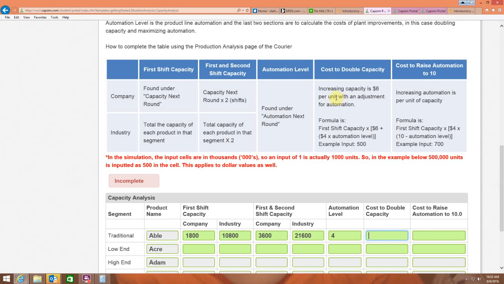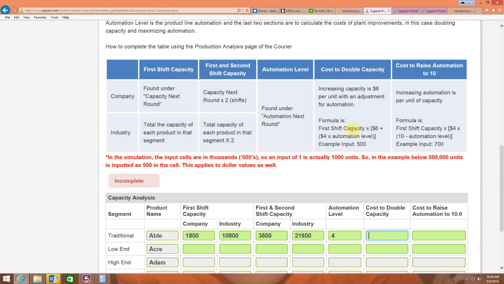So increase in capacity is $6 per unit with an adjustment for automation. The formula is first shift capacity times 6 plus 4 times the automation level. I almost need Excel to do that. So 6 plus, in parentheses, 4 times the automation level. My automation level's 4, so 4 times 4 is 16, just remember that. 6 plus 16 is equal to 22.